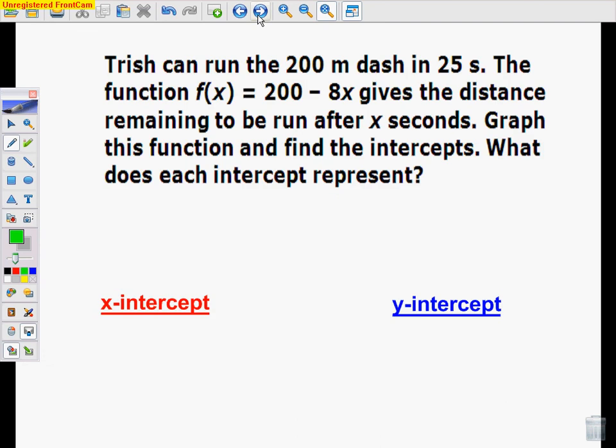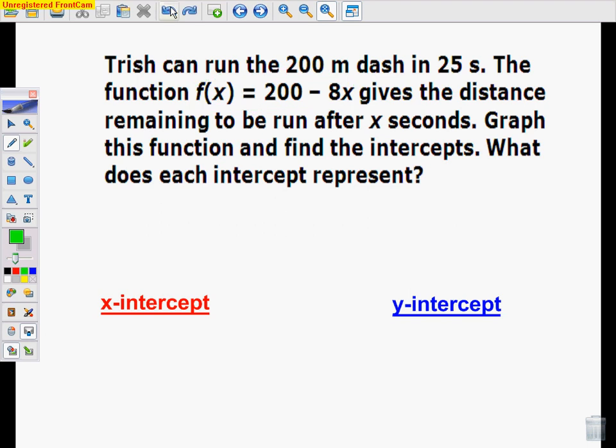Cool. Let's try this one. Trish can run the 200-meter dash in 25 seconds. The function f of x equals 200 minus 8x gives the distance remaining to be run after x seconds. Graph this function and find the intercepts. What does each intercept represent? Now, here's the function that we're talking about.